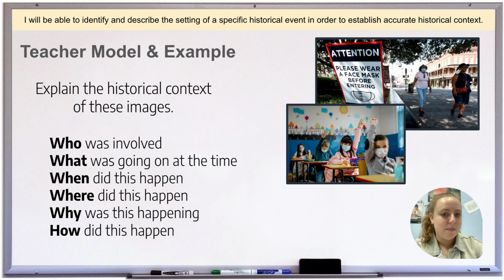I know the COVID-19 pandemic was global. However, I'm going to make an inference based off the language and what I'm seeing here that these photos were probably taken in the United States.